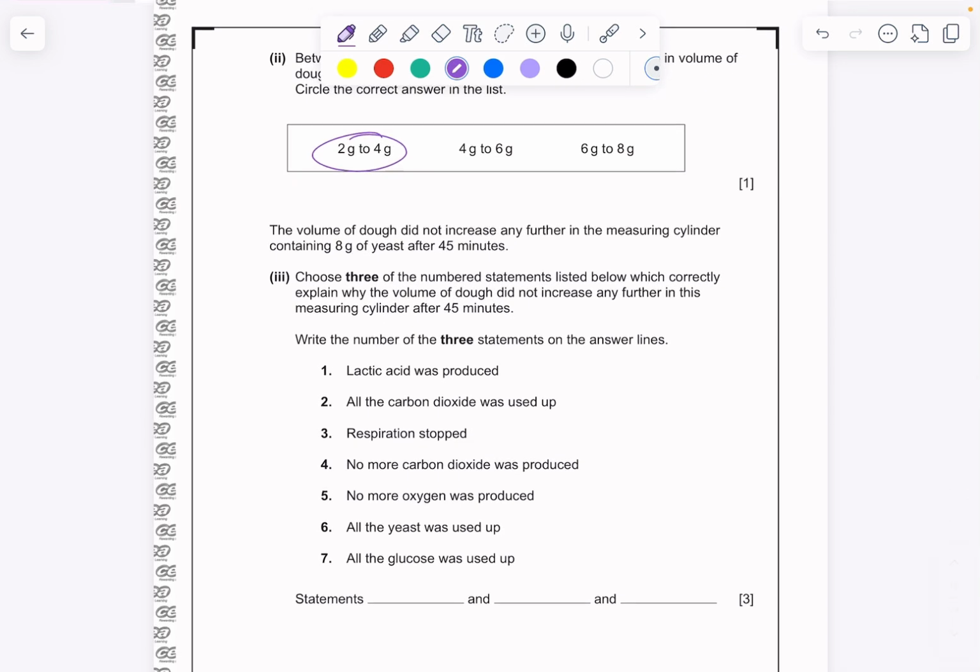So what statements would there be? Is lactic acid produced in yeast? No, that only happens in humans and animal cells, so the muscle cells, so that's not going to be your answer. The next one is that all carbon dioxide was used up. Carbon dioxide isn't used in respiration, so that could be correct. Next one, respiration stopped. That could happen because it's all due to respiration. Number 4, no more carbon dioxide was produced. Yeah, because that's produced in respiration. Number 5, no more oxygen was produced. Oxygen wasn't produced in the first place, that only happens in photosynthesis. Number 6, all the yeast was used up. Nope, because they're adding more yeast, it said there at the start. And then all the glucose was used up is number 7. That will be correct because you're using up all your reactants.